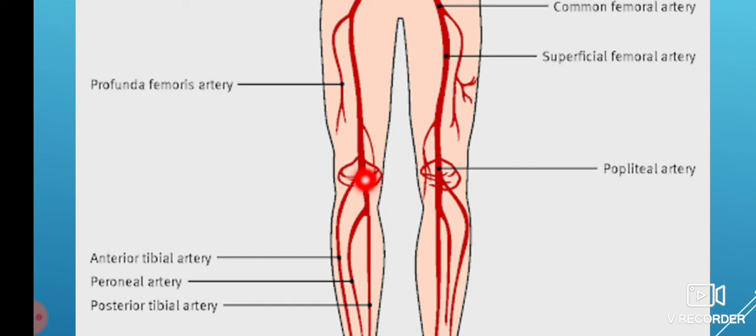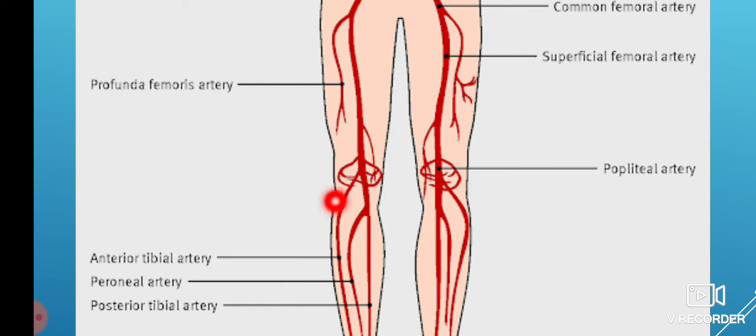There it divides into two branches, anterior tibial artery and posterior tibial artery. So the anterior and posterior tibial arteries are branches arising from the popliteal artery. Both these divisions take place behind the lower limb. Now the anterior tibial and posterior tibial arteries have to go to the corresponding compartments of the leg.